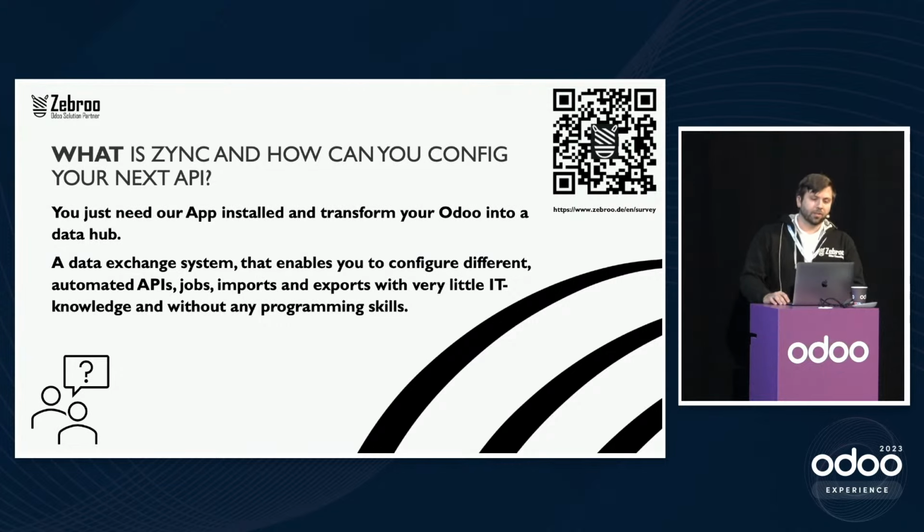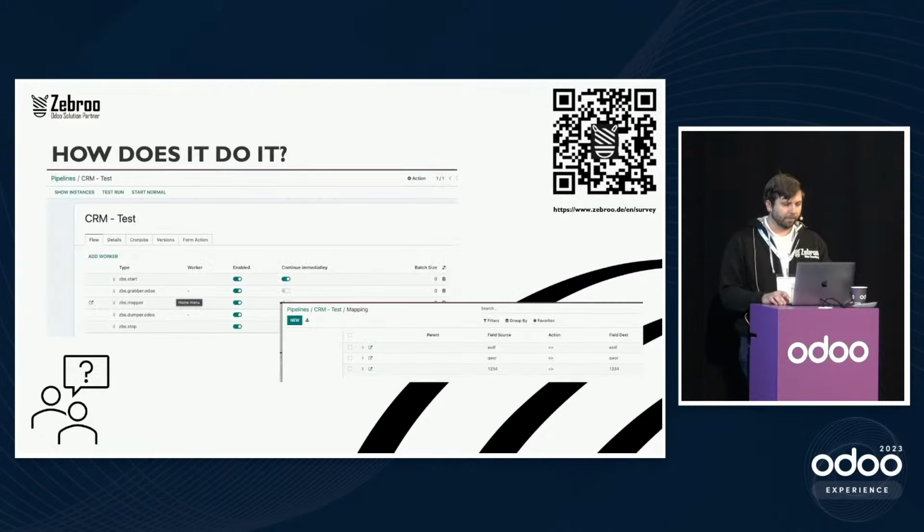So, what is the Sync? The Sync is basically an app, we named it like this, so if you install it, it will basically transform your Odoo into a data hub. You will have an exchange system that enables you to configure different automated APIs, jobs, imports, exports, basically everything. The technology doesn't really matter. With very little IT knowledge and without any programming knowledge, it will help you, but it will be possible without. You will see this in the demo.